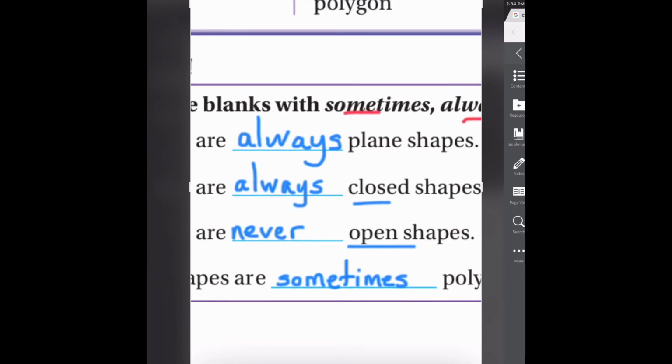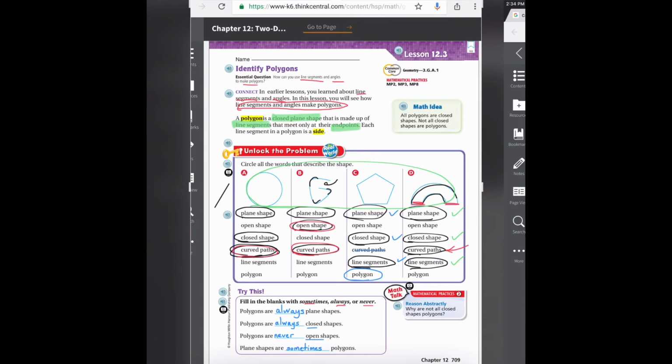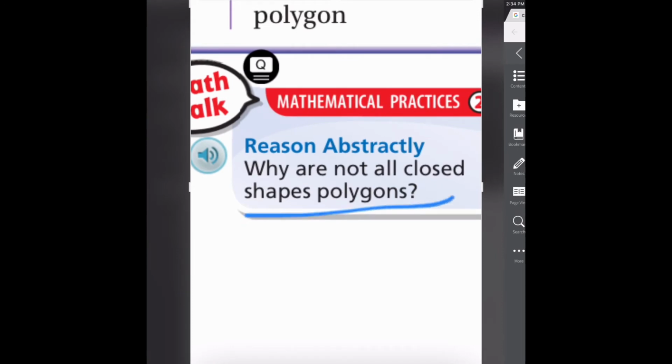There we go. Plane shapes are sometimes polygons. Okay. And then this question right here, I love this question. Why are not all closed shapes polygons? And the answer is simple.